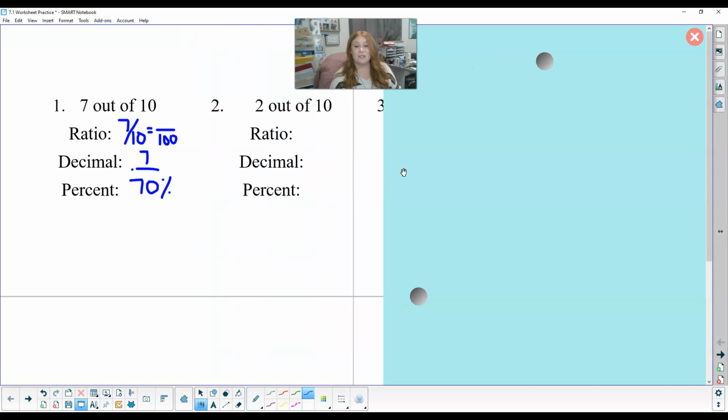Number 2 wants 2 out of 10. So I want you to try this one on your own. So set up the ratio, change it to a decimal. It's a tenth, so it's one place after the decimal, and then make that a percent. You can either move the decimal 2 places back, or you can think, how do I set this to a ratio to 100 and move that there? So come back when you are ready for number 3.